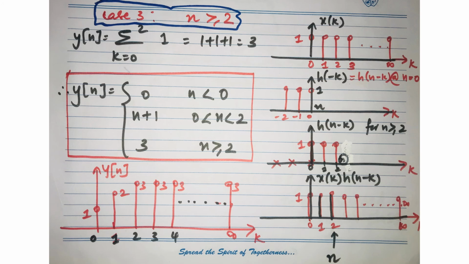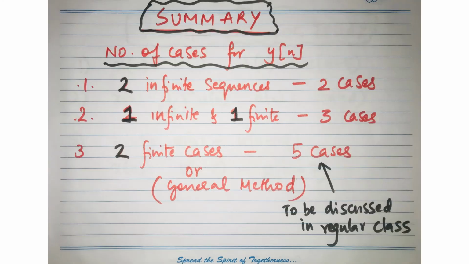So therefore y of n is 0 for n less than 0, n plus 1 between 0 to 2 and 3 for n greater than or equal to 2. So when you simplify different values of n, you will get the convolution sum graph like this.